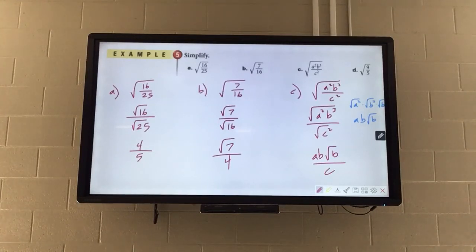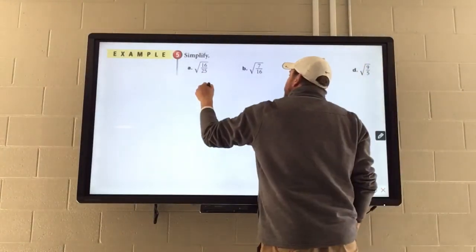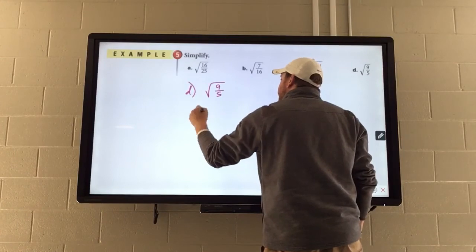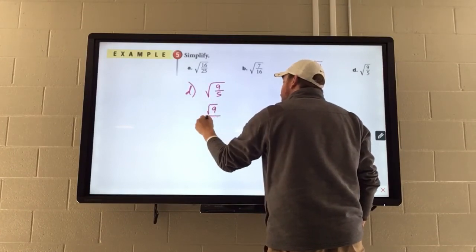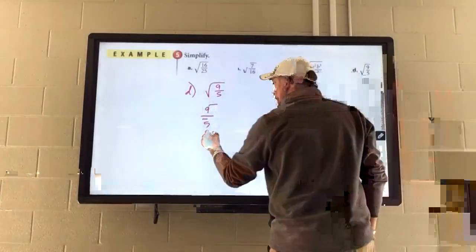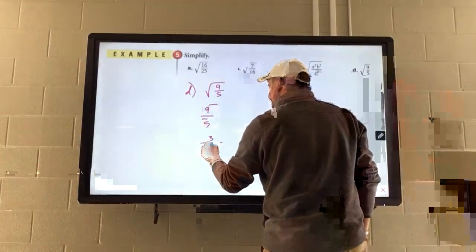And now for example D. The square root of 9/5. Now, here's the thing. Again, we rewrite it as the square root of 9 over the square root of 5, which can be rewritten as 3 over root 5.